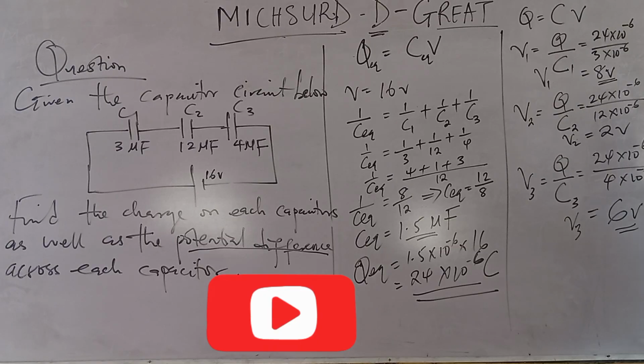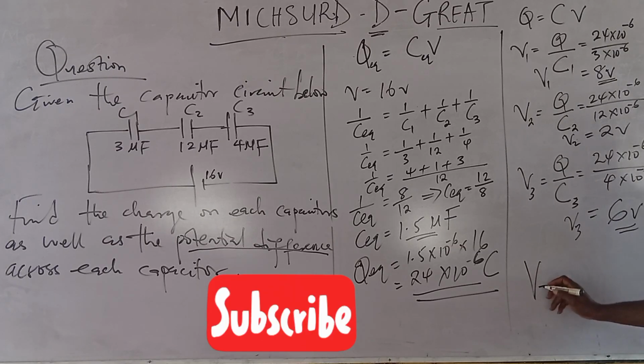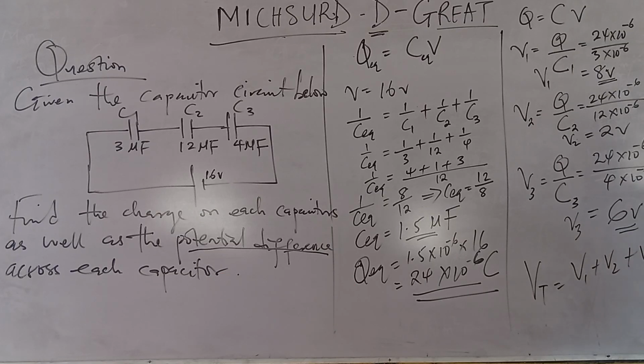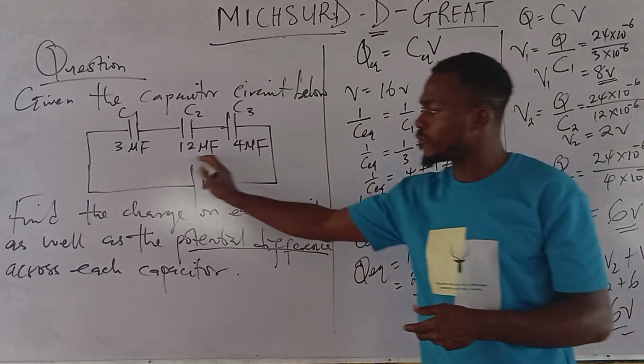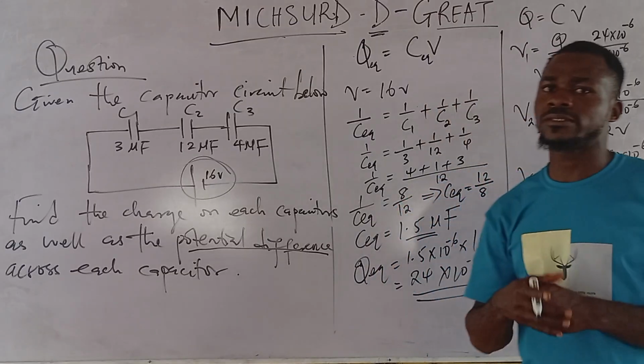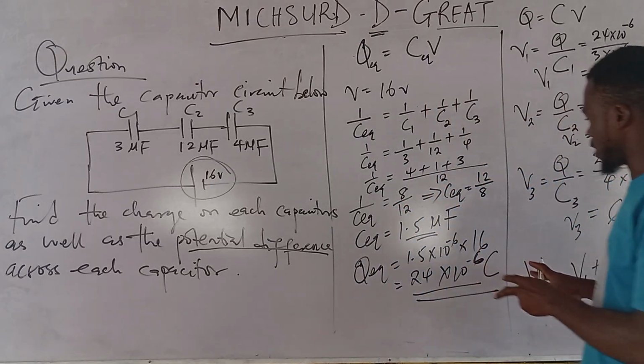Now, the total potential difference can also be calculated, which is V1 plus V2 plus V3. If you solve this, you'll be having 8 plus 2 plus 6. 8 plus 2 is 10, 10 plus 6 is equal to 16 volts, which gives us the same total voltage that we have in the circuit. So that is how we solve that.